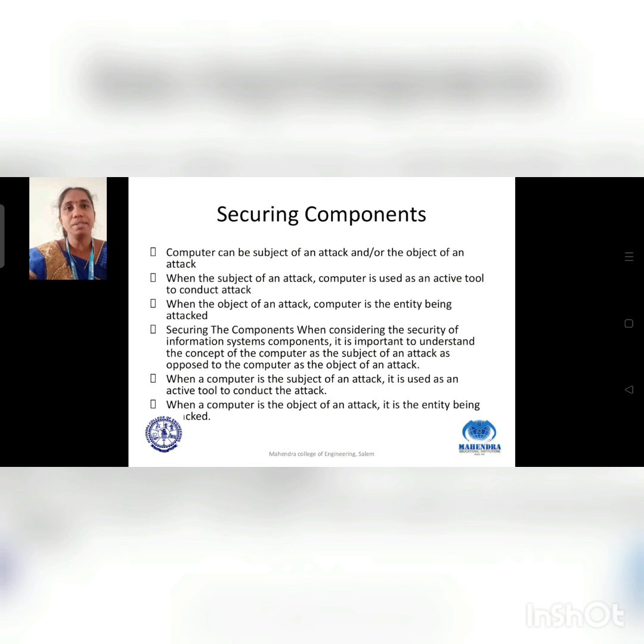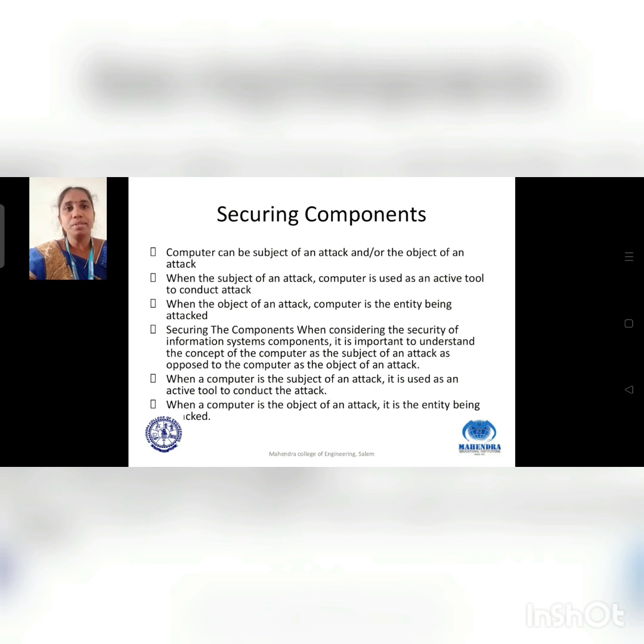Next one, securing components. Securing components means a computer can be the subject of an attack and or the object of the attack. When the subject of an attack, the computer is used as an active tool to conduct the attack. When the object of an attack, the computer is the entity being attacked.